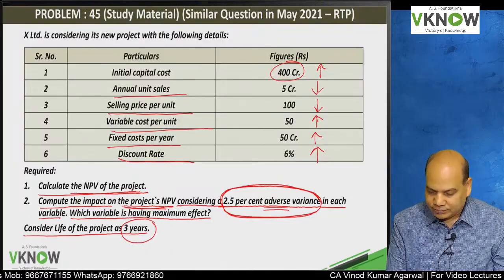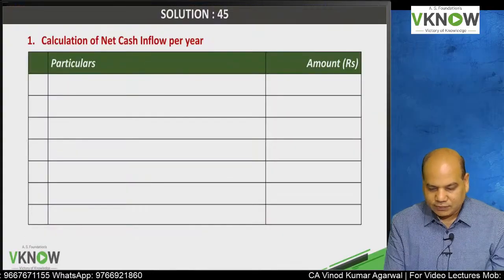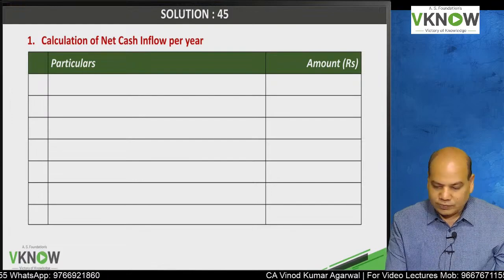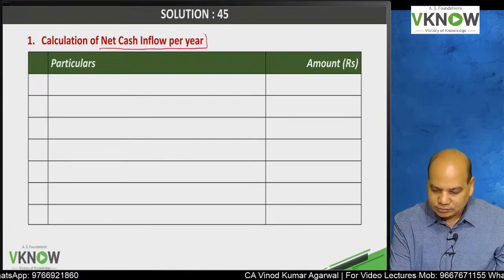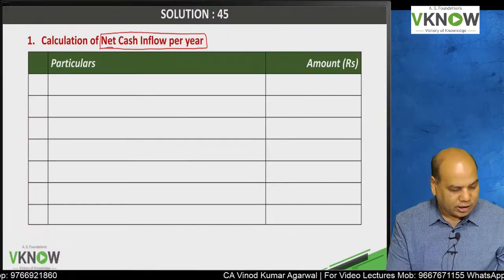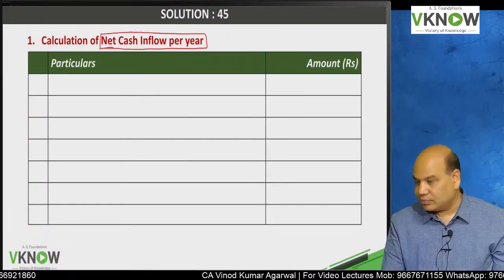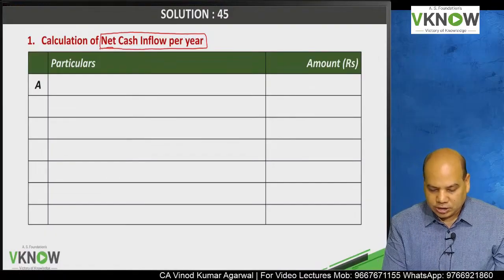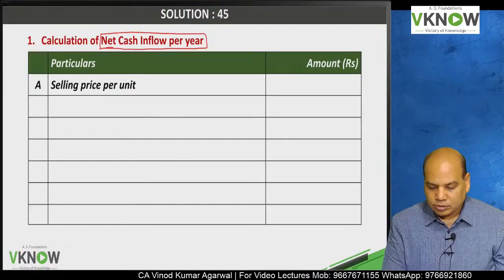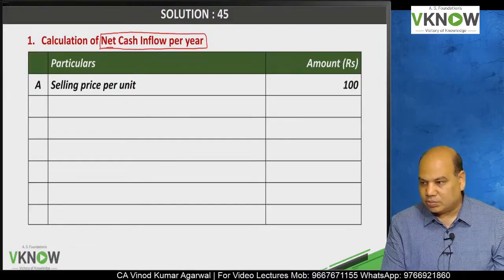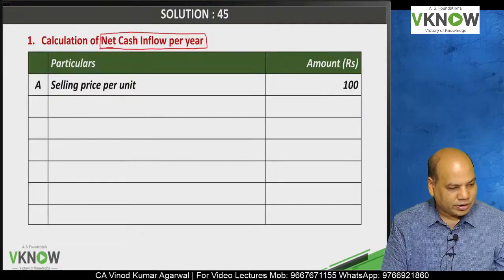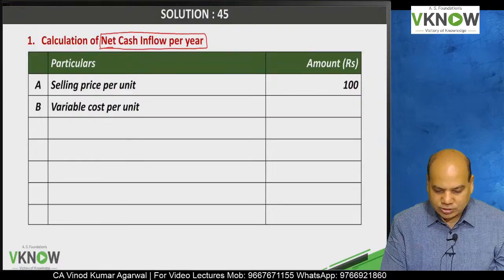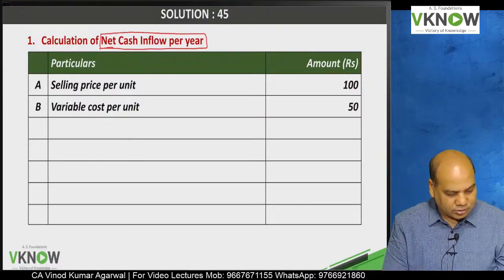So let us solve. First thing first, original question in front of you, calculation of net cash inflow per year. Please write: calculation of net cash inflow per year. Under that write down A. Selling price per unit is given, 100 rupees. Very simple school level question. Selling price 100 rupees. Variable cost is given how much? 50 rupees.